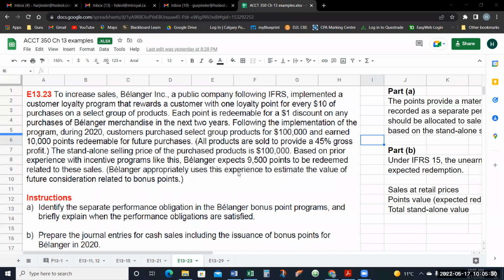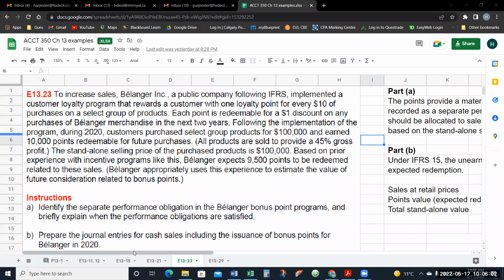So what we need to do is identify the separate performance obligations in the points program and briefly explain when the performance obligations will be satisfied. So to answer that part, keep in mind that you have two things happening. The company is selling the products which are delivered to the customer right away, immediately upon sale, but it's also giving the customers points that can be redeemed for product purchases in the future.